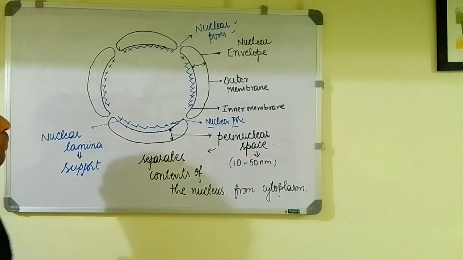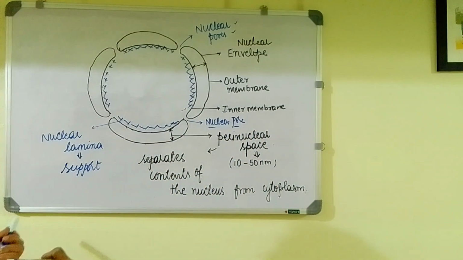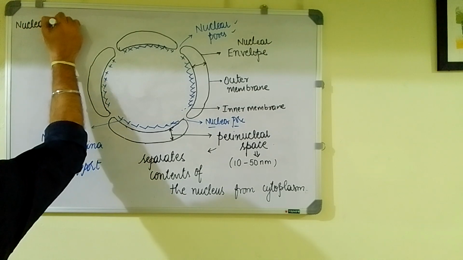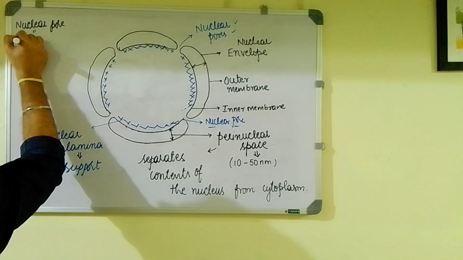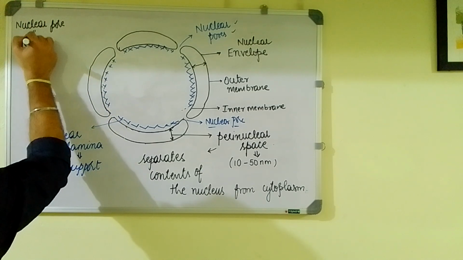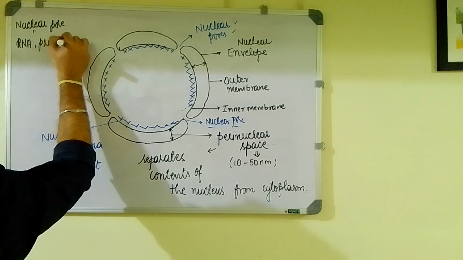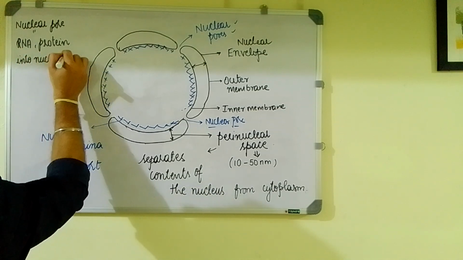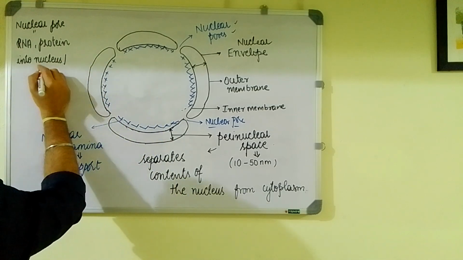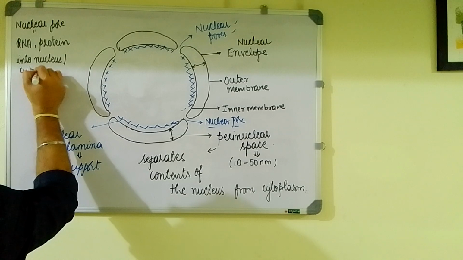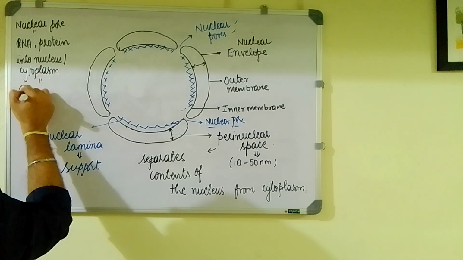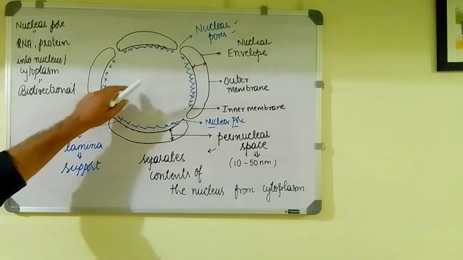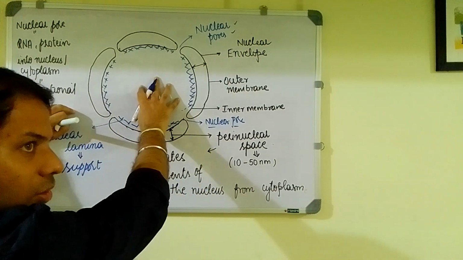So what is the function of this nuclear pore? Very important. I am writing the function of the nuclear pore here. Through these nuclear pores, there is material exchange. What material exchange? Movement of RNA and movement of protein into the nucleus or from the nucleus into the cytoplasm. Instead of telling these two, I can use the word bidirectional. When I say bidirectional, I mean that RNA and proteins can move out of the nucleus and they can move inside the nucleus as well.